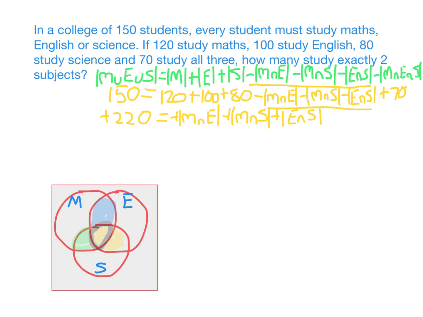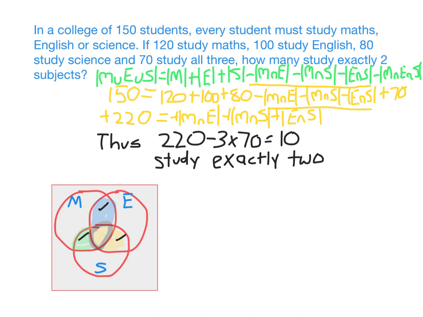The number that study exactly two subjects are these people, and these people. But I added this 3 times, so I'm going to need to subtract 3 lots of it to leave these 3. So the number who study exactly 2 is these 220 minus 3 lots of the students who study all 3. There are 10. So that means that the 3 numbers that go here add up to 10.